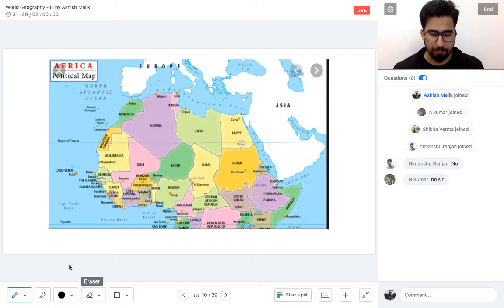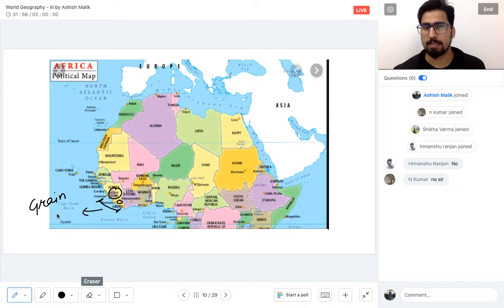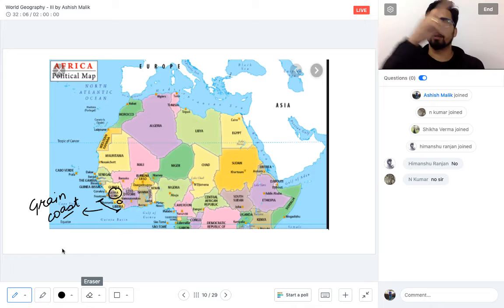If you just want to mark it up, you see this particular coast, from Sierra Leone to Liberia. This particular coast used to be called the Grain Coast, because the colonial powers used to export grains from this area to their respective countries. So these were the areas which were exploited for the grains.